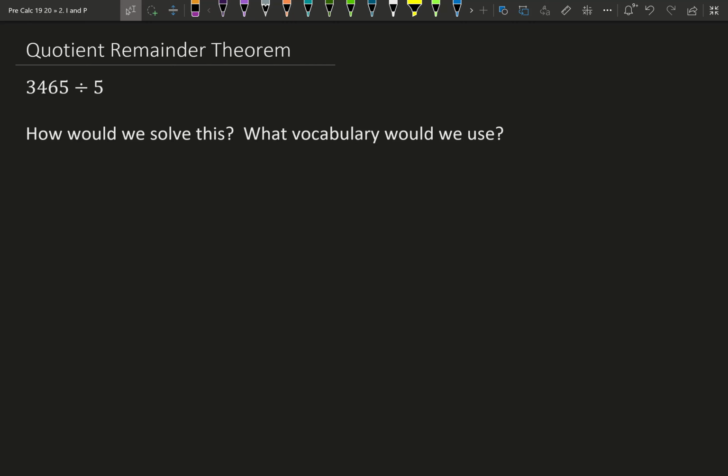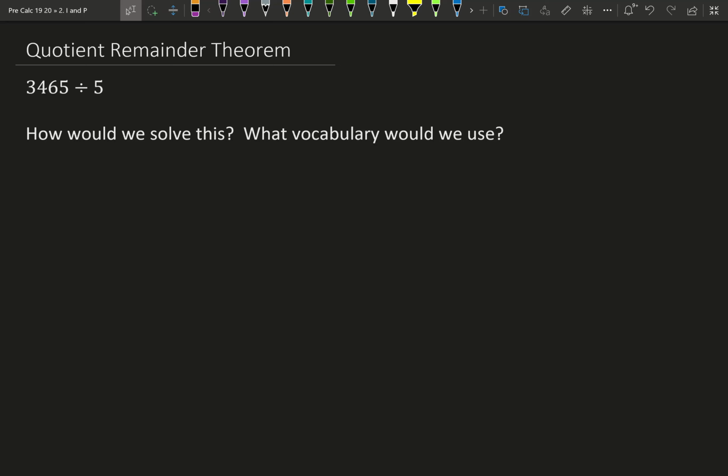Hello everyone. Today we are going to take a look at the quotient remainder theorem, the vocabulary that we need to use, and the mechanics we will use to solve some problems using the quotient remainder theorem. So we will use the quotient remainder theorem to look at problems like this, of 3,465 divided by 5.